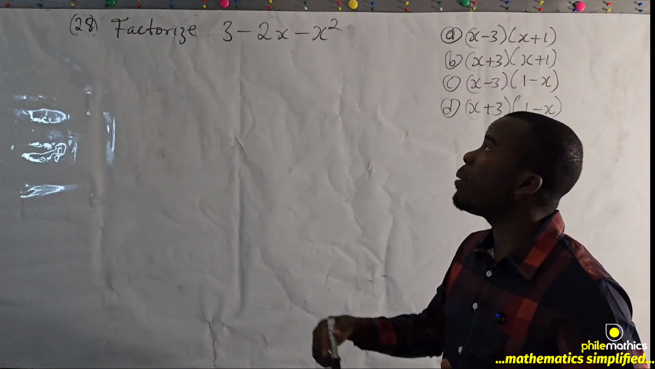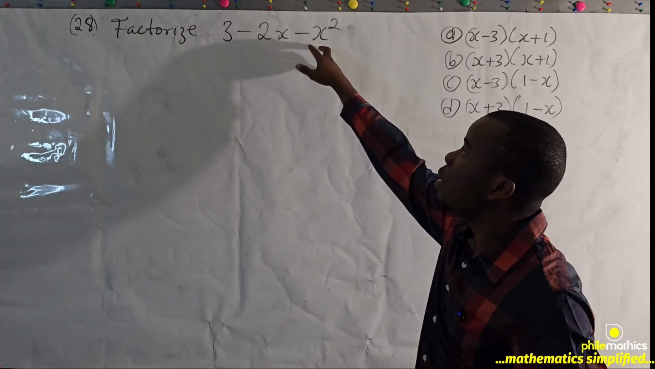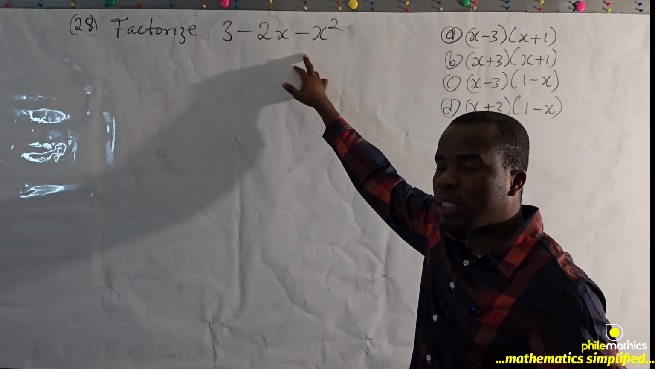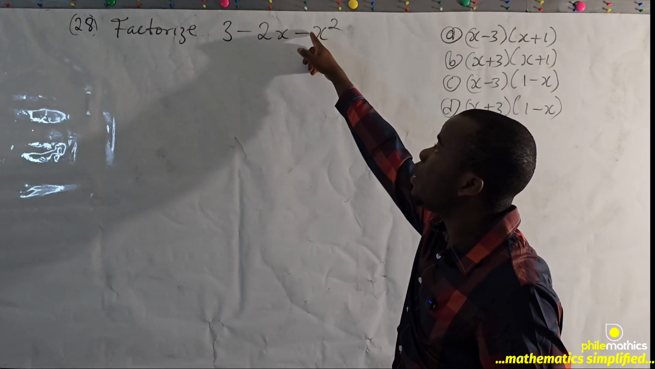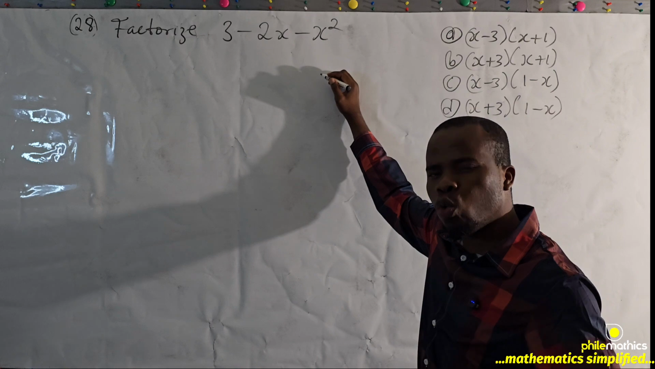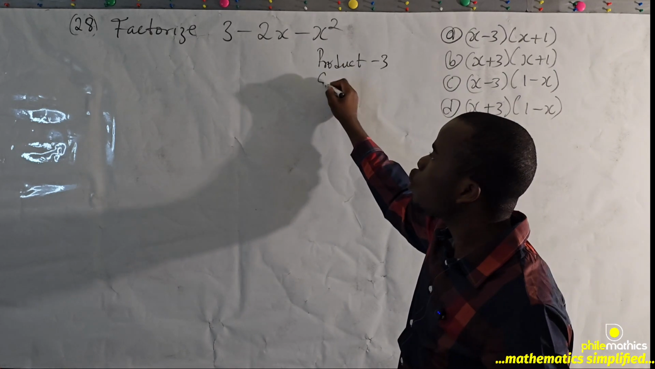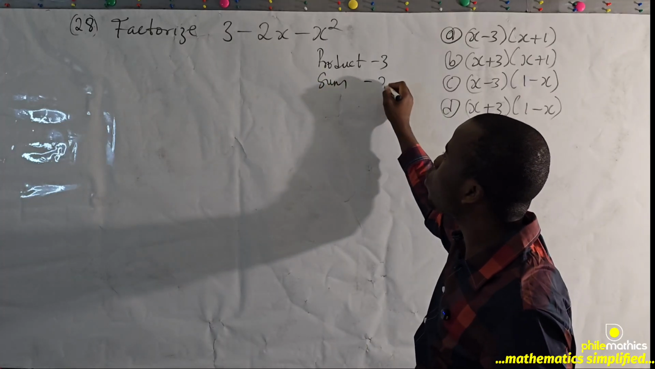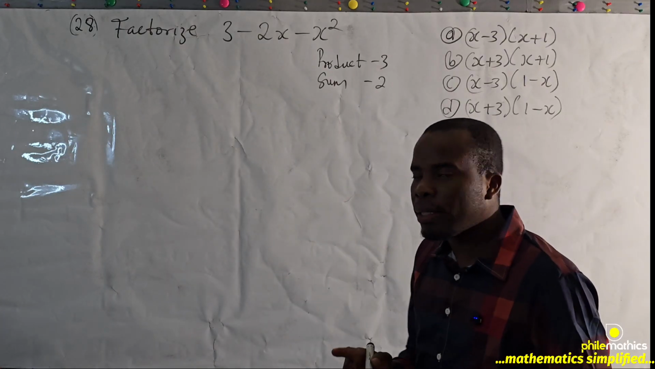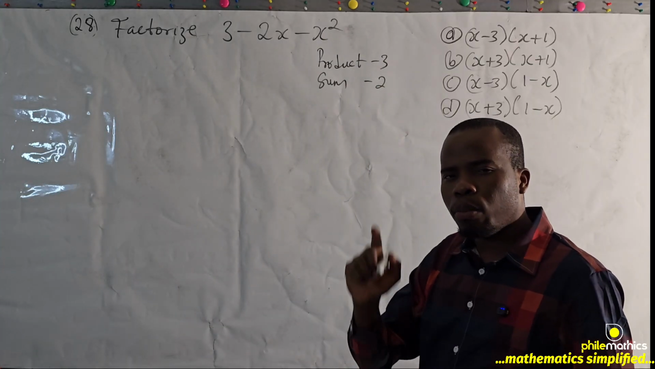Factorize 3 minus 2x minus x squared. And for us to factorize this with minus attached to this x squared, it can be tricky. You just have to be careful with your sign. You want to multiply the coefficient of x squared with the constant term, which gives minus 3, so we look for two numbers such that their product gives minus 3 and their sum gives minus 2. The two numbers should be minus 3 and plus 1, because minus 3 times 1 is minus 3 and minus 3 plus 1 is minus 2.